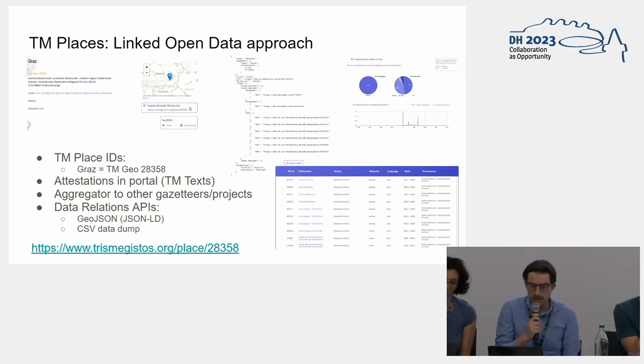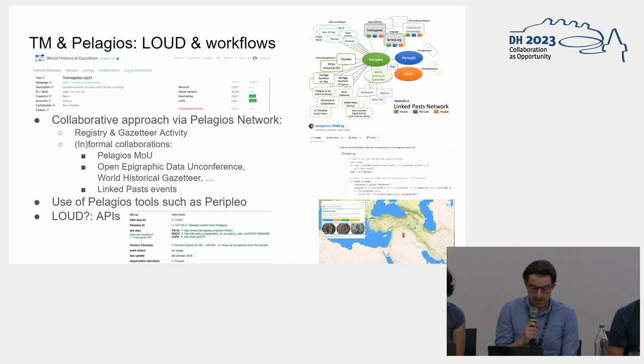And the way we tried to open up that data was through APIs. So the data itself is available to download as GeoJSON, a form of JSON-LD, but you can also just download a CSV data dump, or you can directly use the API to query the entire gazetteer with a few parameters, of which I think the geo relations, links to other gazetteers, is maybe the most useful at this moment. And so that's actually also how we used the Pelagios network, and how I hope the Pelagios network could also benefit from our expertise and our data.